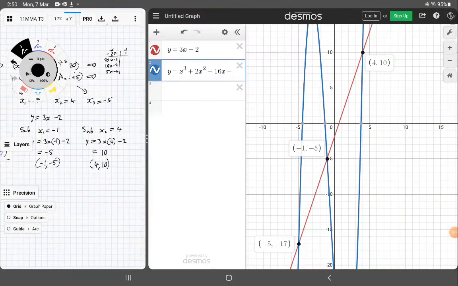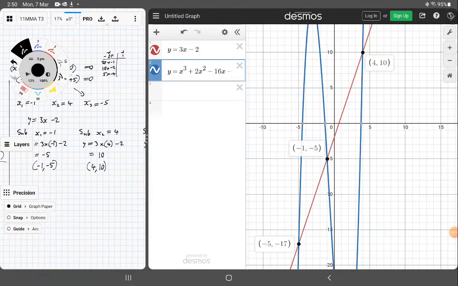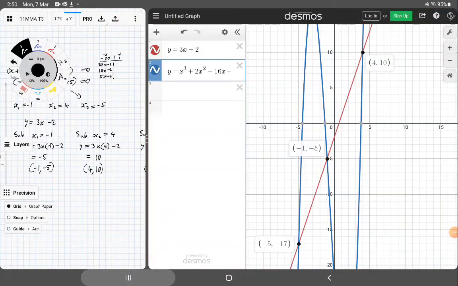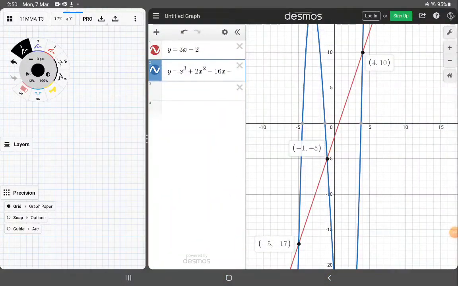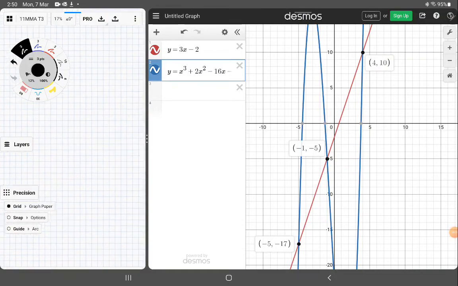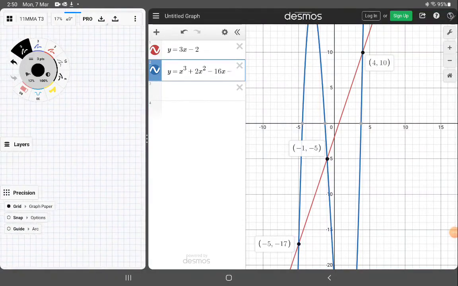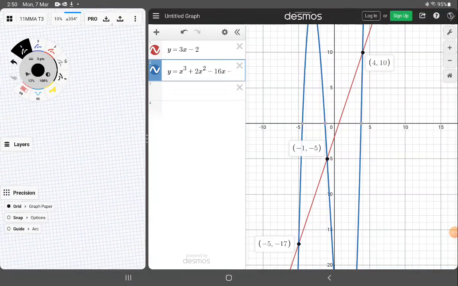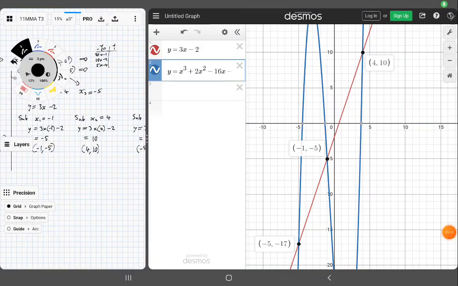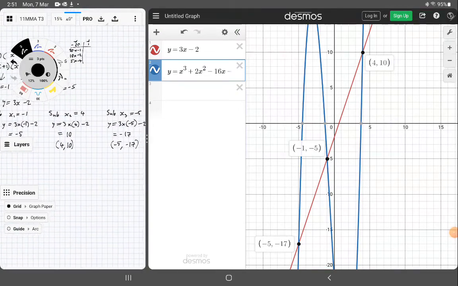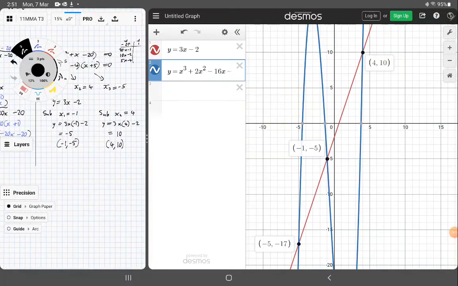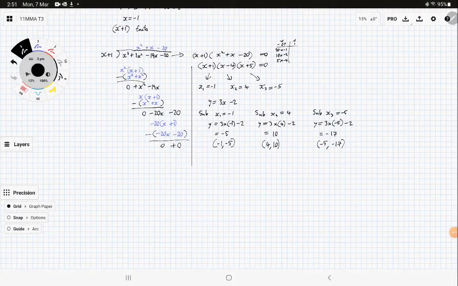4, 10, negative 1. Yep, and so there are the three solutions, all on the one picture, and they absolutely match the three we found. Alrighty, so that is how you can complete simultaneous equations.